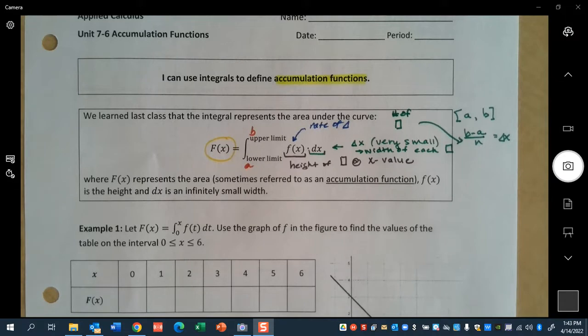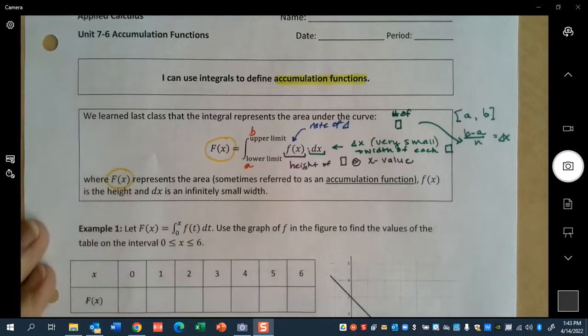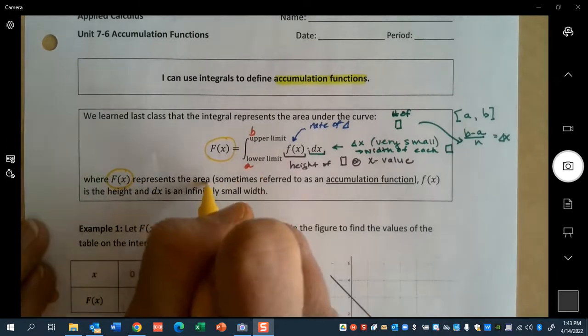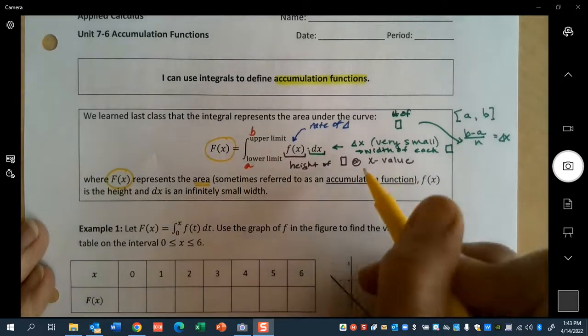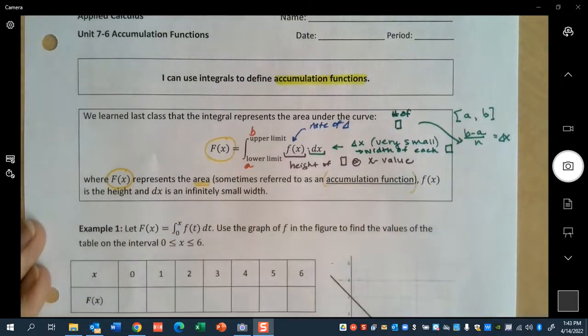Well, now we're going to start talking about, all right, well, what does this capital F function represent? And that's going to represent our area, and we're going to call it an accumulation function. So that F of x is that accumulation function that adds things up as we go.